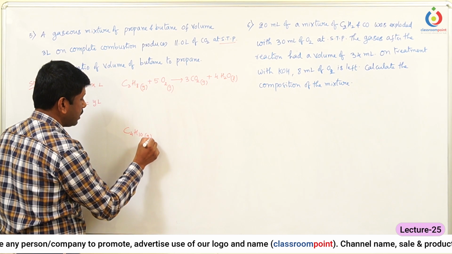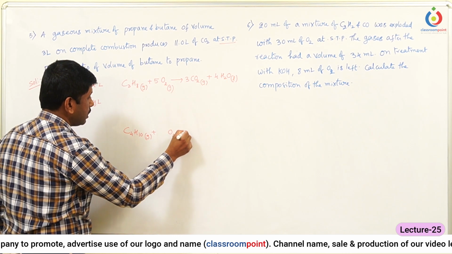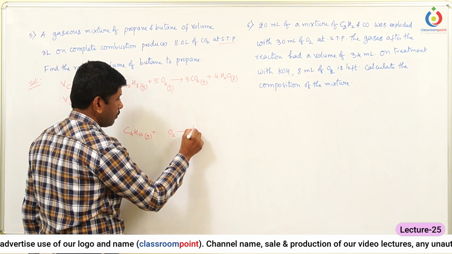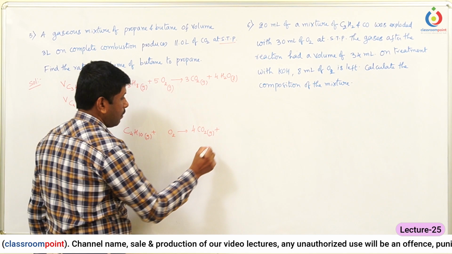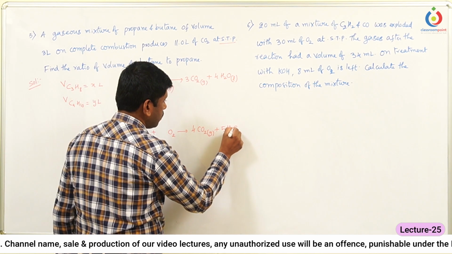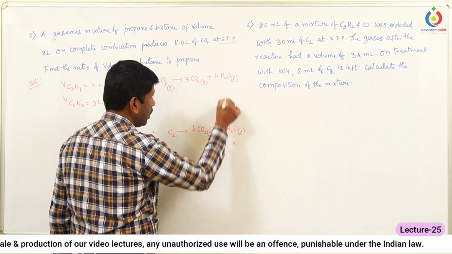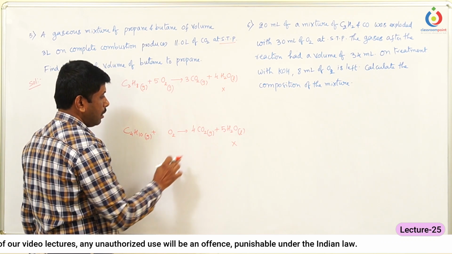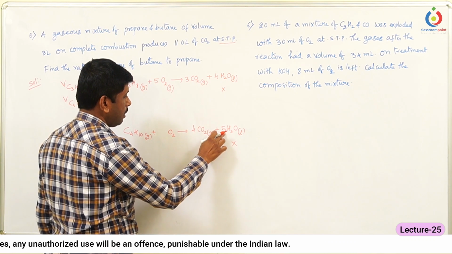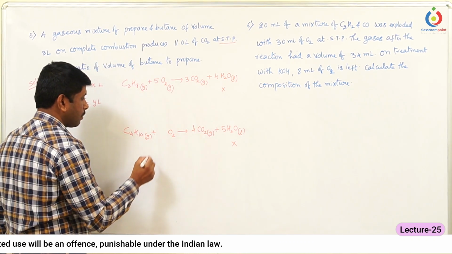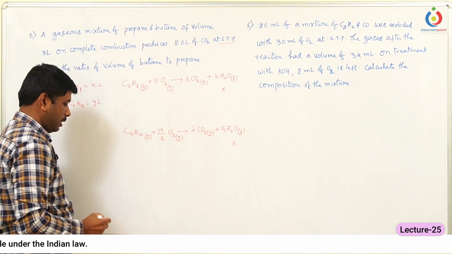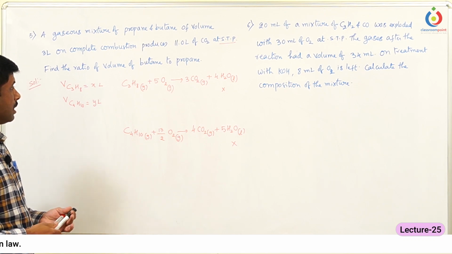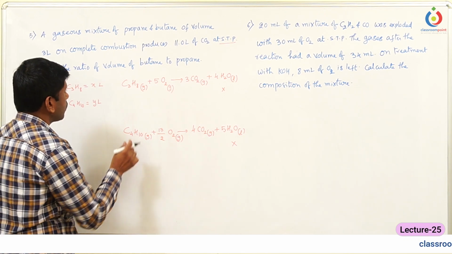C4H10 in gaseous state reacts with oxygen, gives 4 moles of carbon dioxide and 5 moles of H2O, which is liquid state whose volume we don't consider now. So 4 into 2 is 8, 8 plus 5 equals 13. So 13 by 2 moles of oxygen was involved. Let's write down the reactions now here.